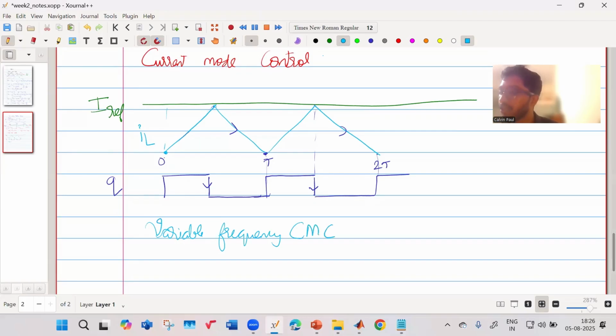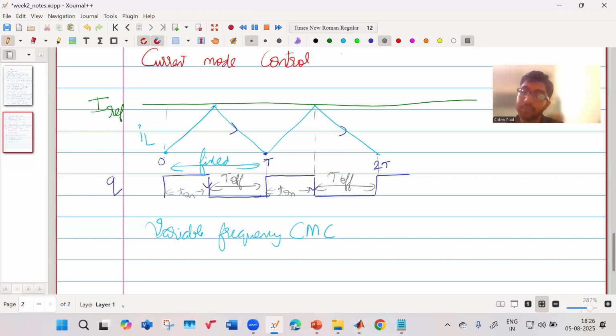Variable frequency current mode control. What we currently have is this time is fixed. This is fixed. But what could change is if this T off was fixed. If this T off was fixed, then what will happen? This T on will be adjusted. This T on will be adjusted, and then the control would happen.